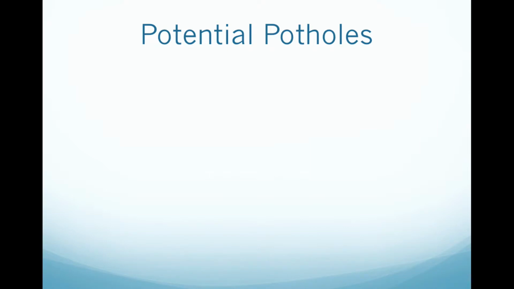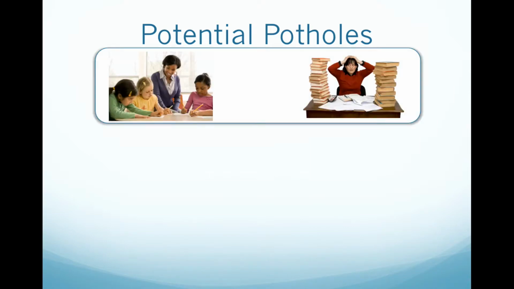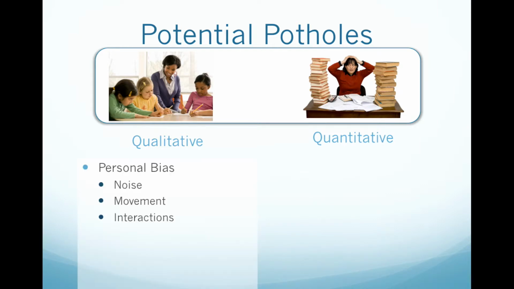Now bear in mind, with any data collection, there are potential potholes. With qualitative, the potholes to consider are personal bias, which for teachers, the three biggest biases are noise, student movement, and student-teacher interactions. Your preferences in these three categories will influence what you see in a classroom observation. It could look like noisy, highly engaged, controlled chaos, or it could look like bedlam, depending on your tolerance levels.